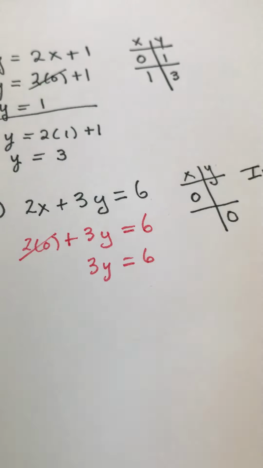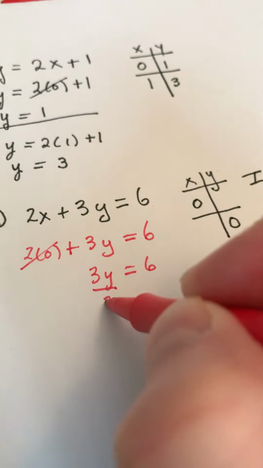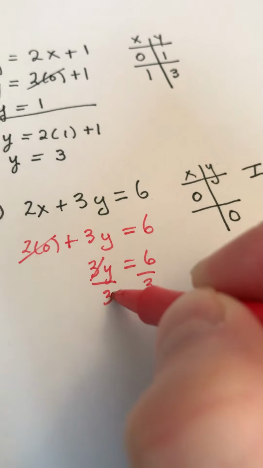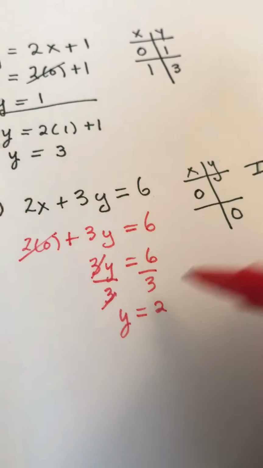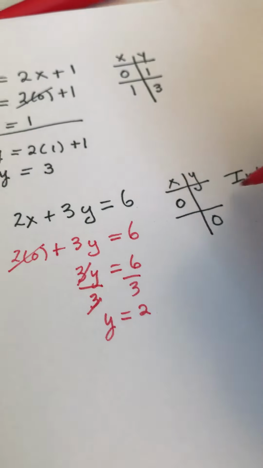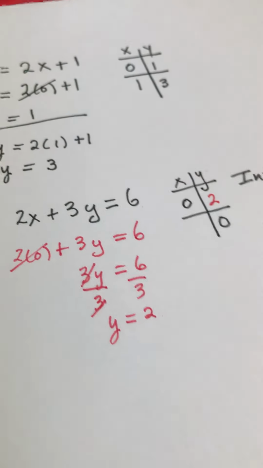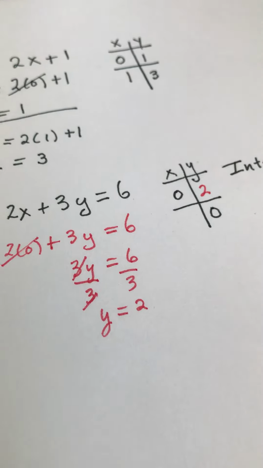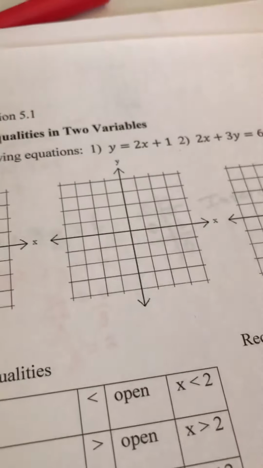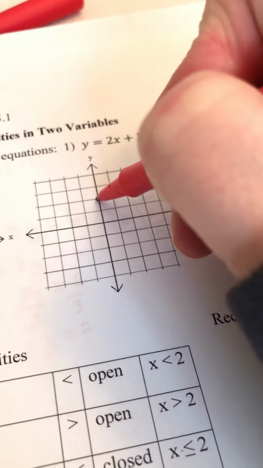And how do I solve for y? You all would be telling me to divide both sides by 3. You are correct. And I'm getting y is equal to 2. So I'm going to put that right here. So 0, 2. Now, if I come over to my graph, right here, 0, 2 is right here.